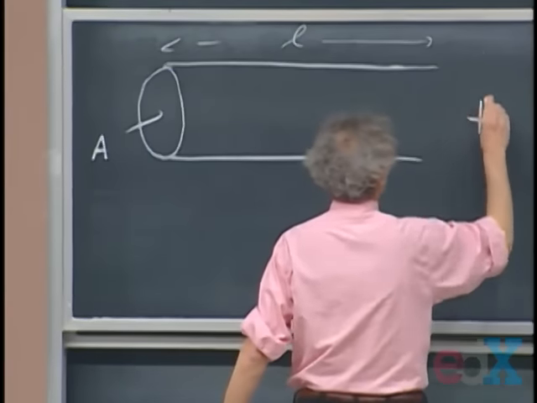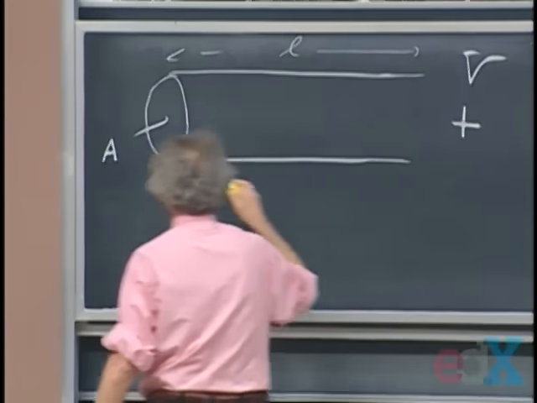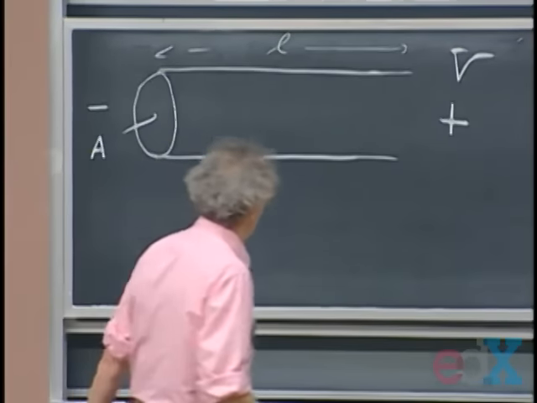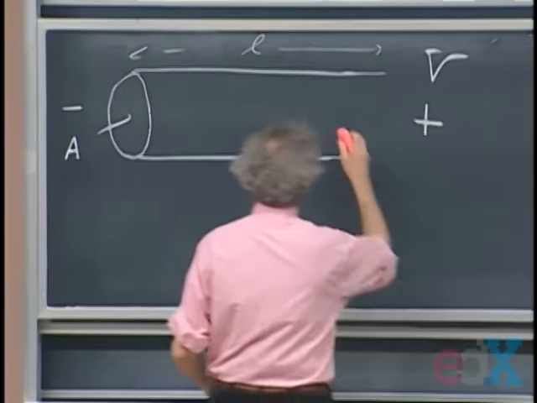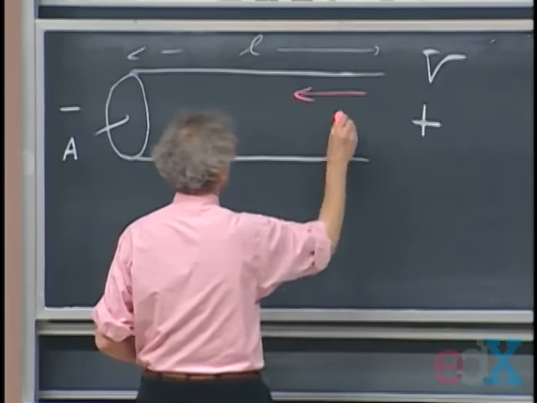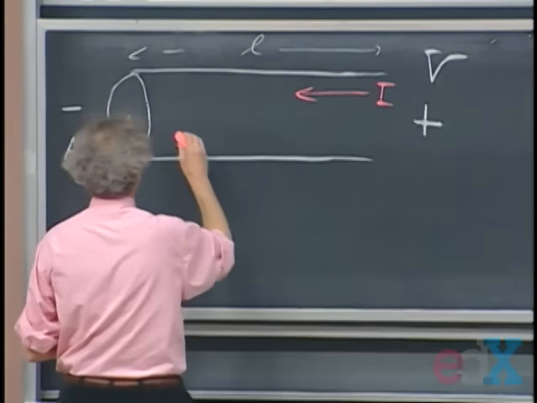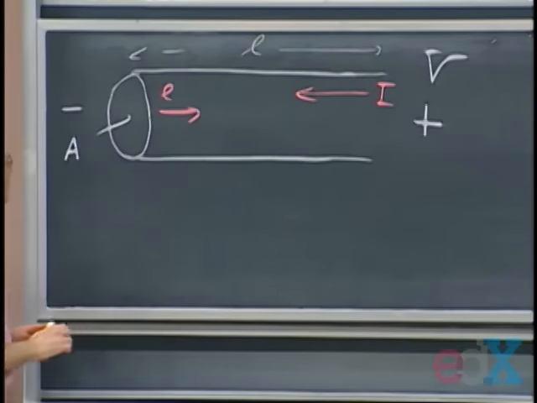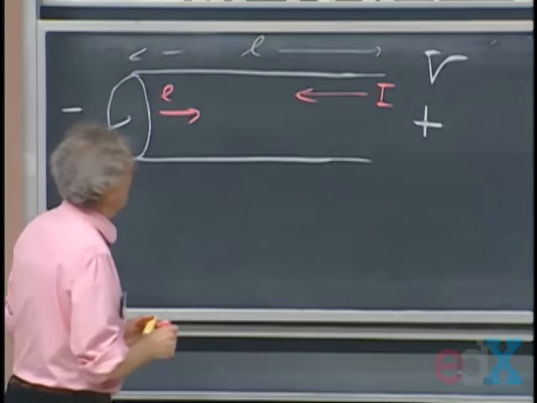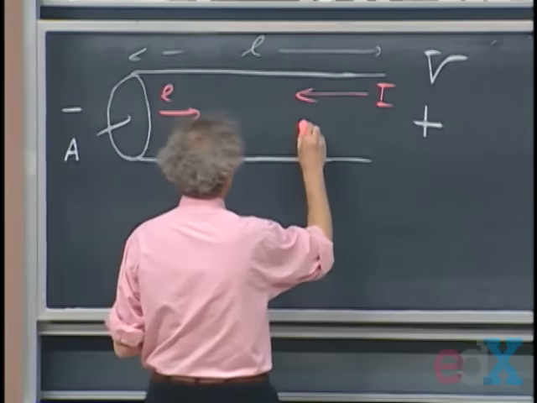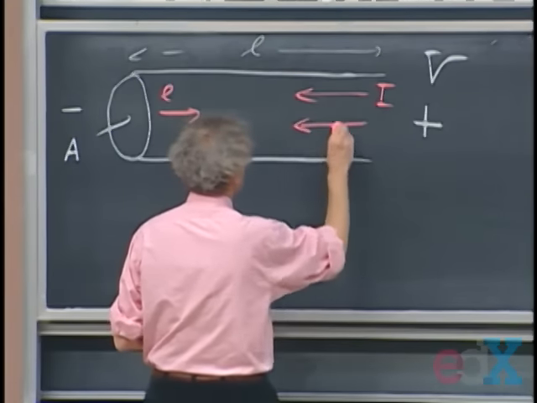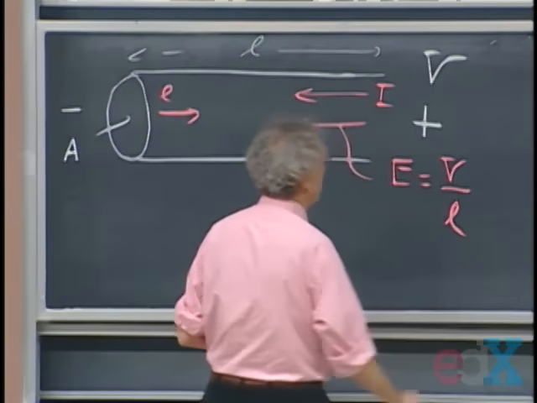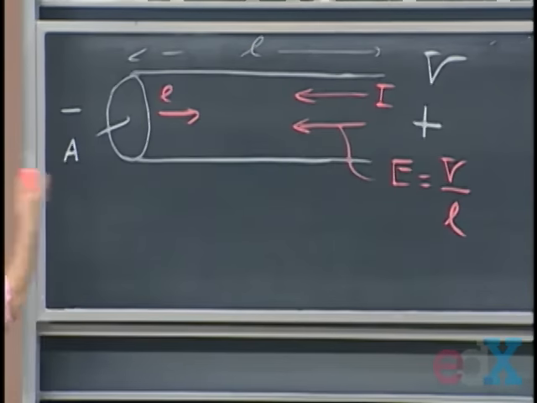And I put a potential difference over the wire, plus here and minus there, potential V. So I would get a current in this direction, that's our definition of current, going from plus to minus. The electrons, of course, are moving in this direction with the drift velocity. And so the electric field in here, which is in this direction, is approximately V divided by L, potential difference divided by distance.